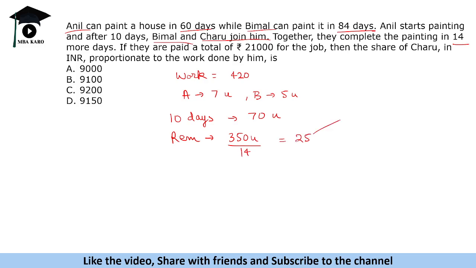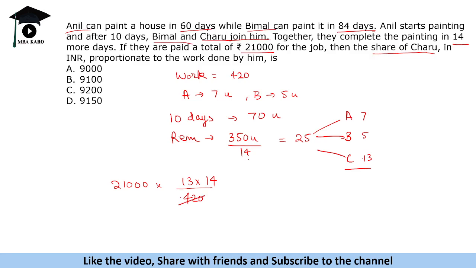In 25 we have A, B and C. A is doing 7 units. B is doing 5 units. So that means C is doing 13 units. Then we have to find what is the share of Charu. And they are paid 21,000 for this job. So total payment is 21,000 and total work is 420 units. And how much is Charu contributing to it? Charu is working for 14 days. So 13 into 14, that is the contribution.